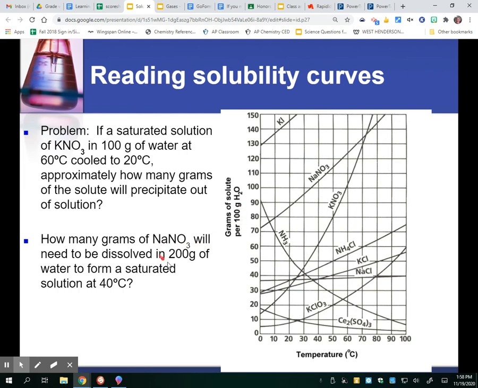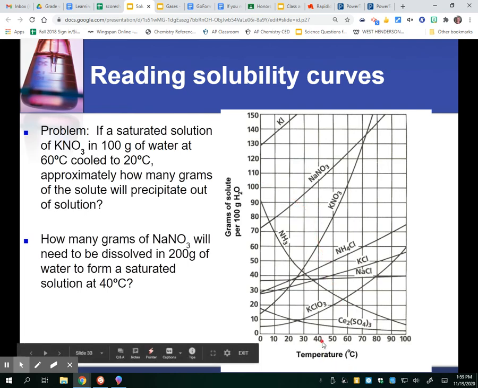But I don't have 100 grams of water. I have 200 grams of water. So since 105 grams will dissolve in 100 grams of water, that means double will dissolve in 200 grams of water. So that would be 210.